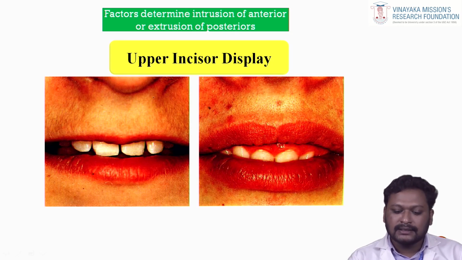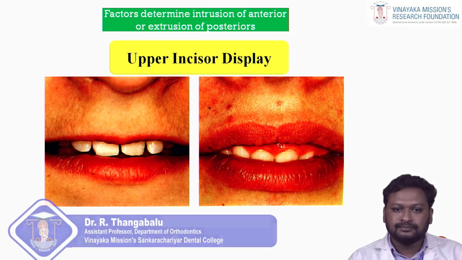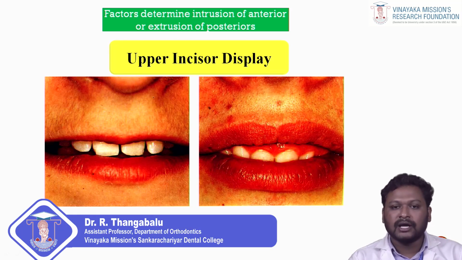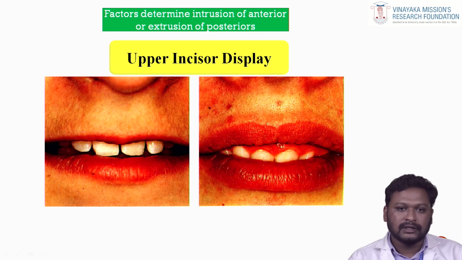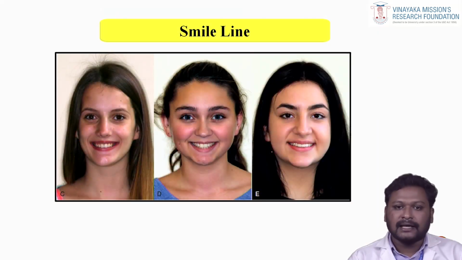If there is excessive visibility of the gum, in those cases we have to intrude the upper incisors instead of extruding the posteriors. The second factor is the smile line. Ideally, for male patients, while smiling, 75% of the upper incisor should be visible, and for female patients, 1 to 2 mm of the gingiva can be visible. That is acceptable according to Proffit.